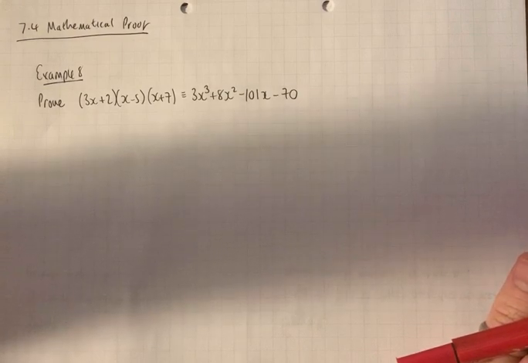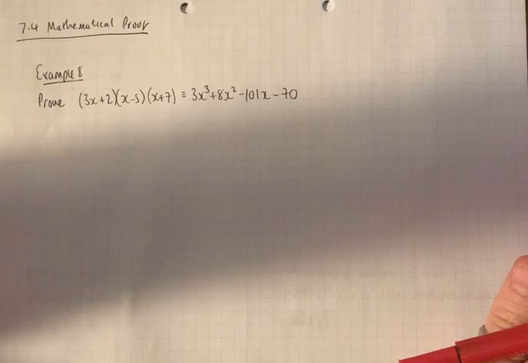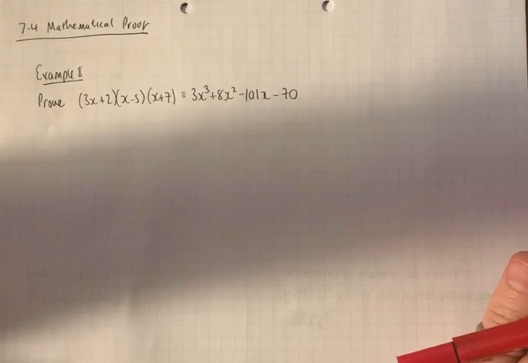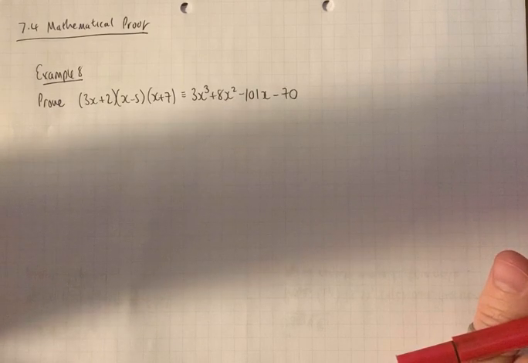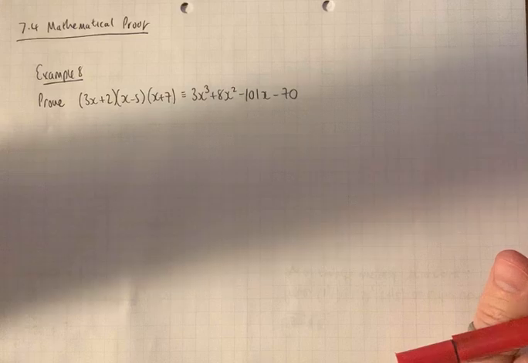Okay, now with mathematical proof you need to be really clear when you're working because you effectively know the answer, so you need to make sure you show every single step of the working, and you need to make sure there's no gaps in your working, you've stated any assumptions that you're making, and you've covered all possible cases.